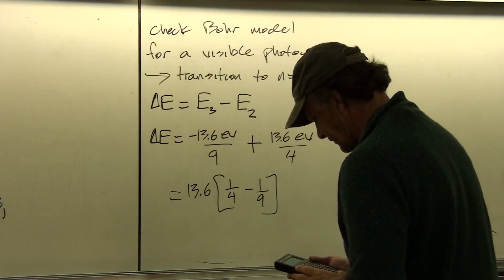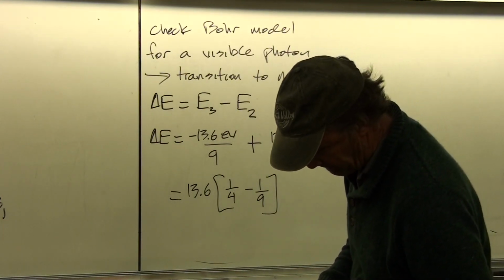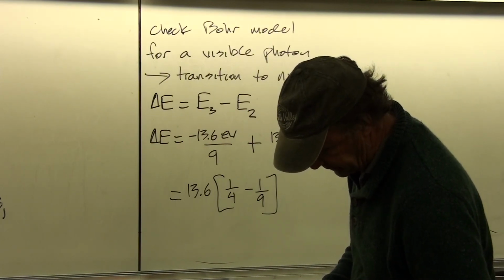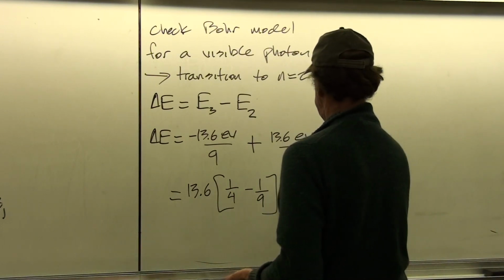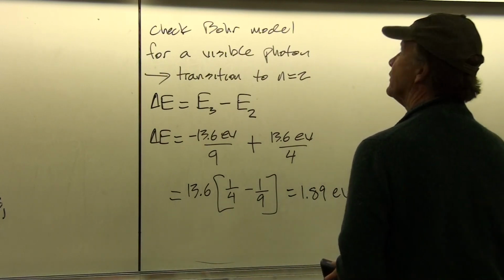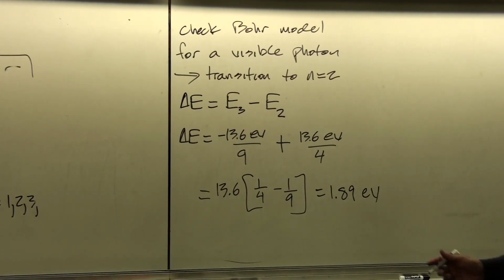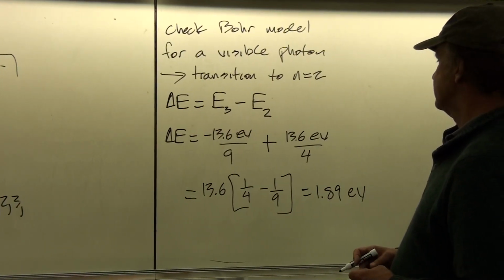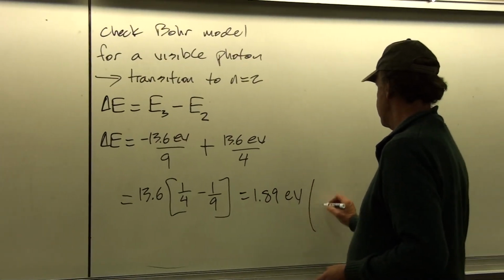So that gives us 1.89 eV. So that's our difference in energy. That corresponds to essentially the lowest possible energy that has a transition to the n=2 state. And so let's convert that to joules.